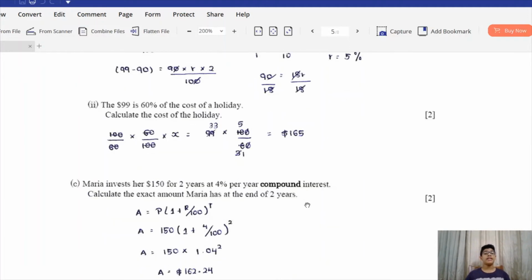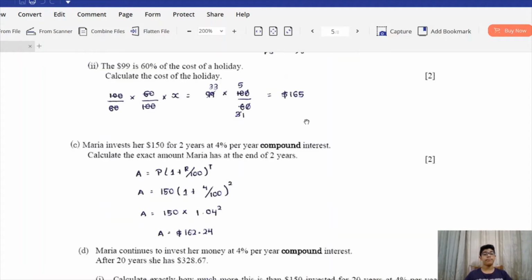Roman 2. The $99 is 60% of the cost of a holiday. Calculate the cost of the holiday. This is very direct. So 60 over 100 multiplied by the cost of the holiday, X in this case, is equal to 99. Now we're just going to multiply by 100 over 60 both sides, and we should get that X, or the cost of the holiday, is $165.